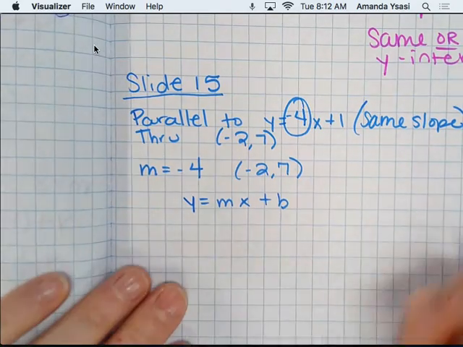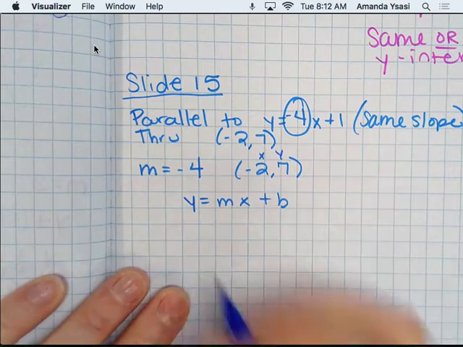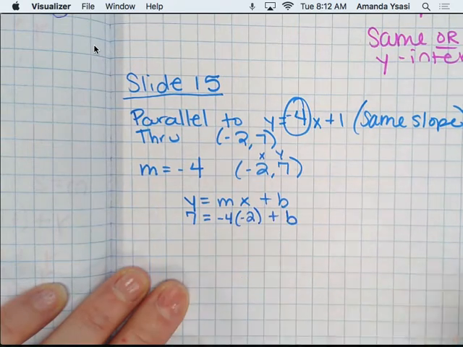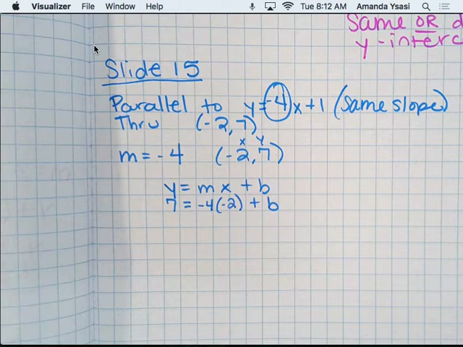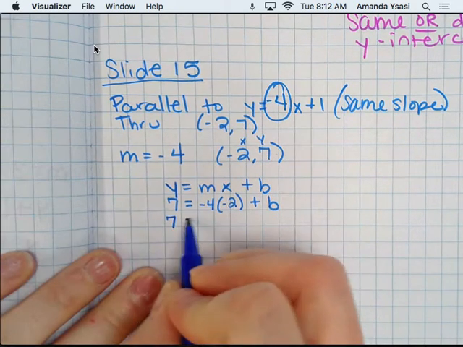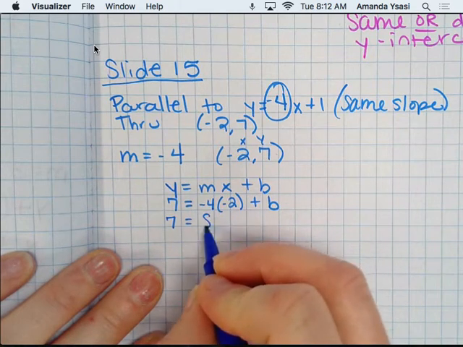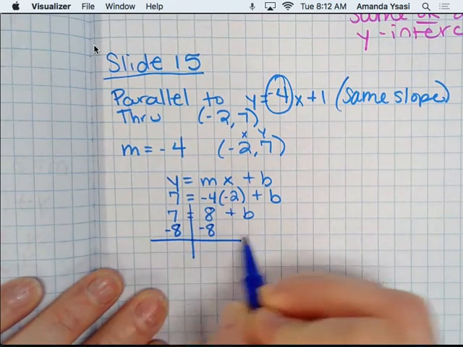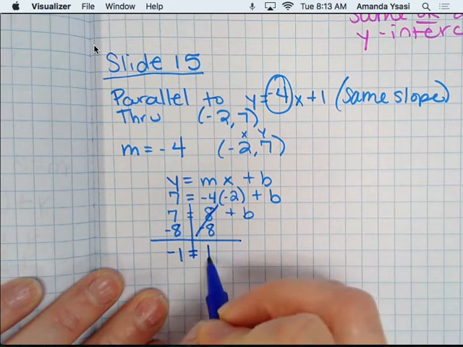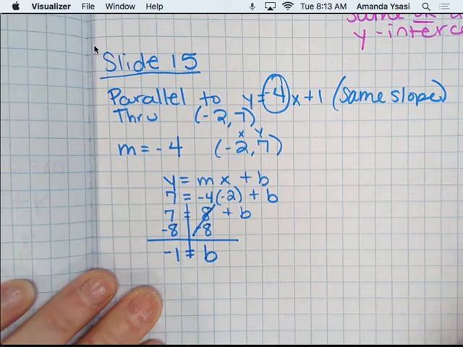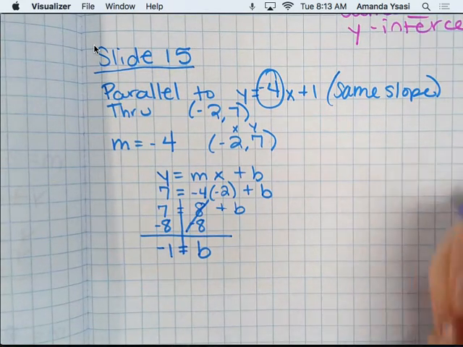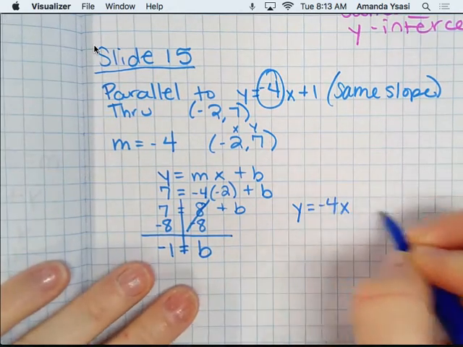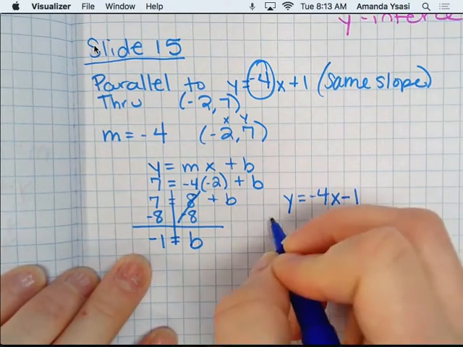Okay, so we are going to plug in. This is x, this is y. So we'll have 7 = -4 times -2 plus b. We're solving for b and then rewriting the equation. This one's easier. So 7 = 8 + b, and then subtract 8. So -1 = b. Now that we have that, we can write our equation. y equals, what's our slope? -4x plus, what's our b? -1.